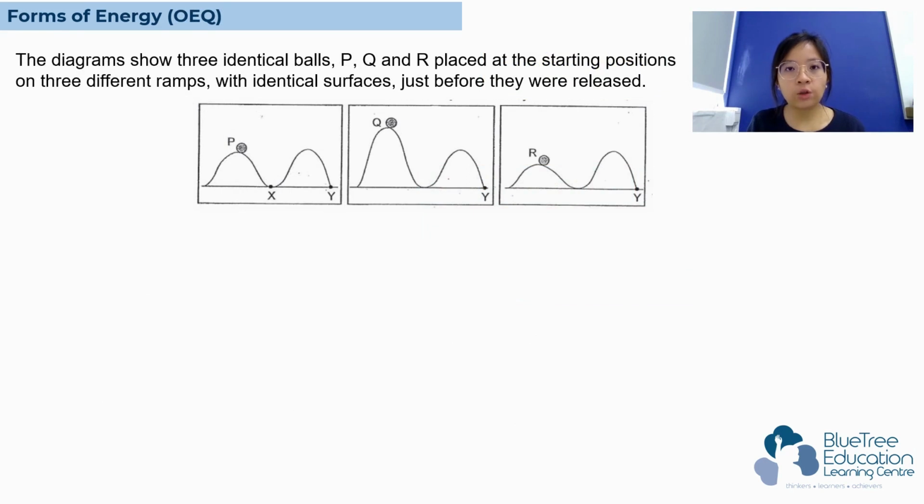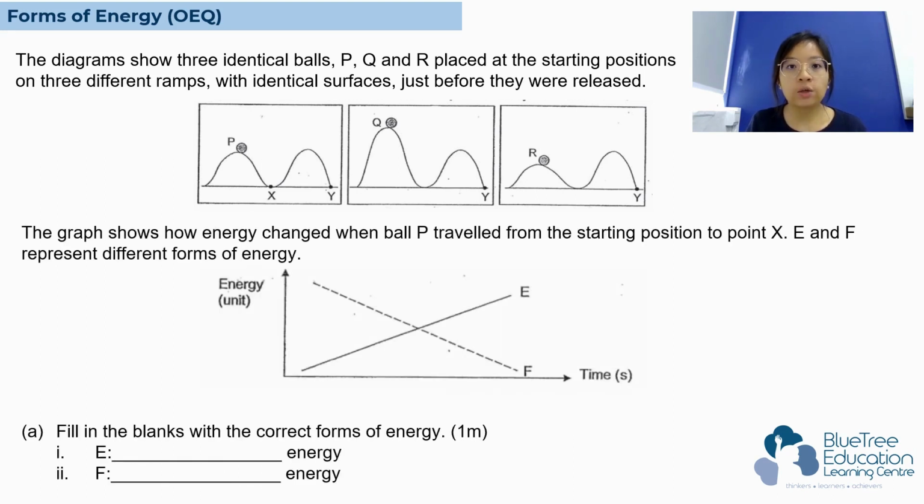Now let's take a look at an open-ended question on the forms of energy. The diagram shows 3 identical balls, P, Q, and R, at the starting positions on 3 different ramps with identical surfaces just before they were released. So you see these 3 balls on 3 different ramps. Now let's take a look at the question. The graph shows how energy changed when the ball P traveled from the starting position to X. E and F represent different forms of energy.